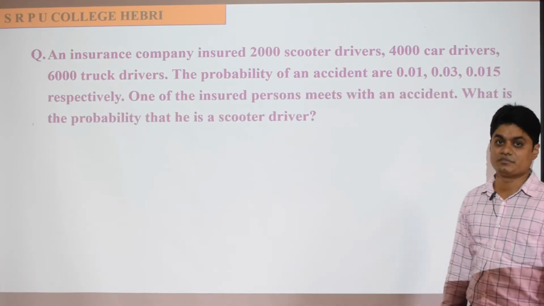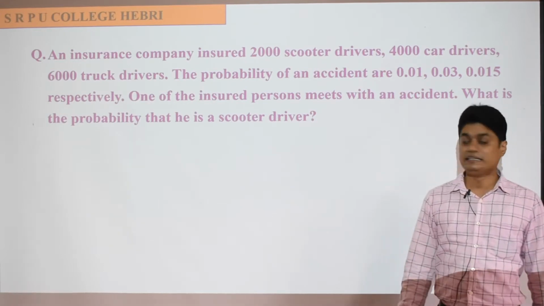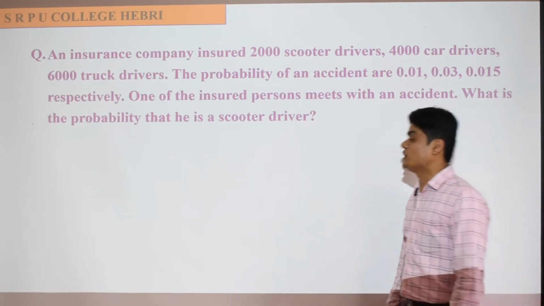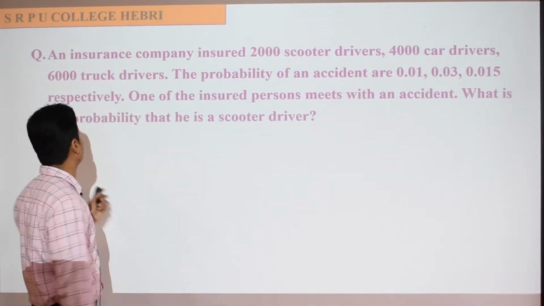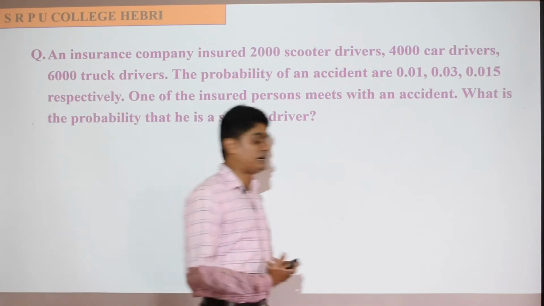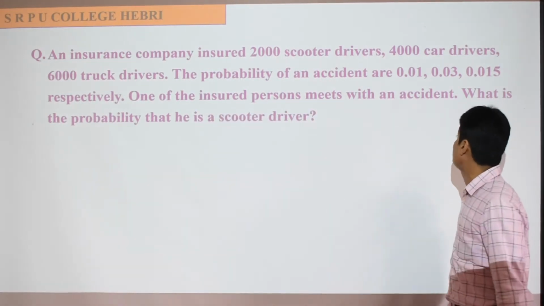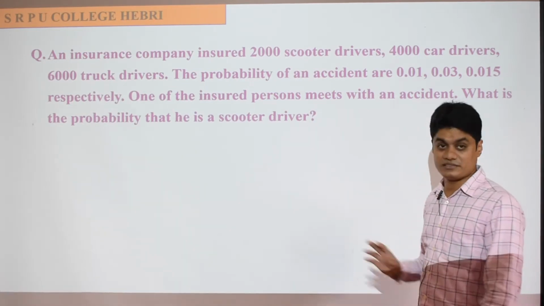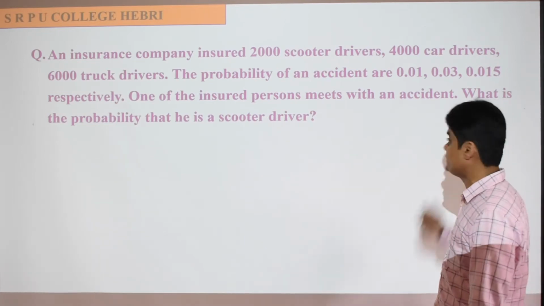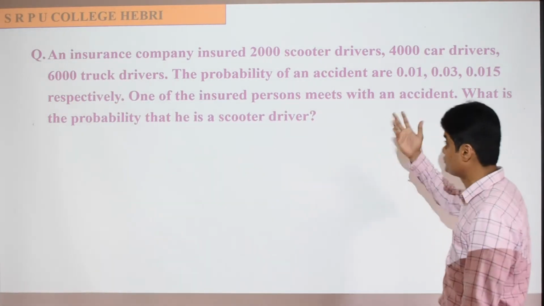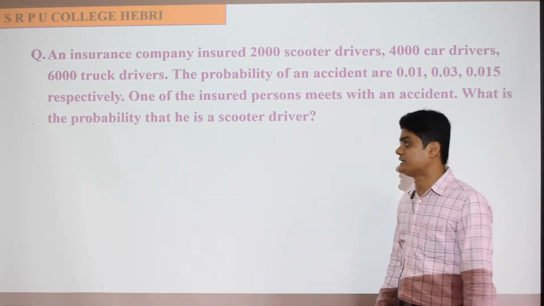Okay, one more question I am taking. This was asked in the previous year exam for 3 marks in Bayes theorem. Simple direct question. Listen carefully. An insurance company insured 2,000 scooter drivers, 4,000 car drivers, 6,000 truck drivers. The probability of an accident is 0.01, 0.03, 0.015 respectively. The statement is simple, not so complicated. One of the insured persons met with an accident. It could be a car driver, a scooter driver or a truck driver. What is the probability that he is a scooter driver?